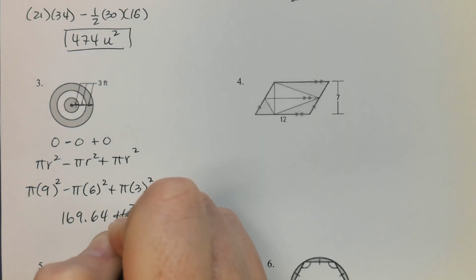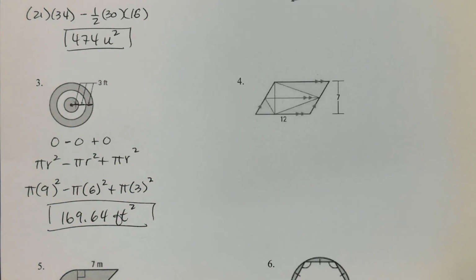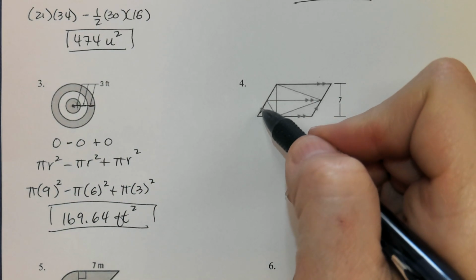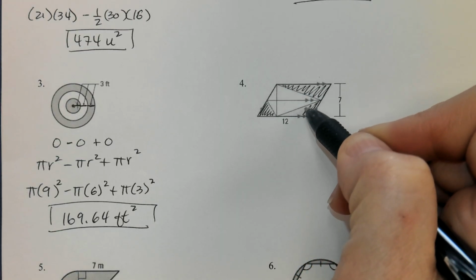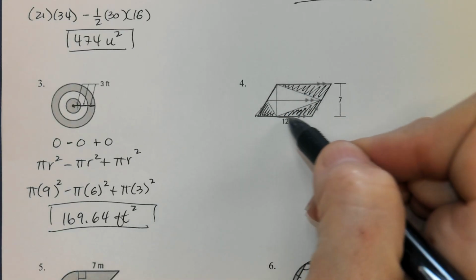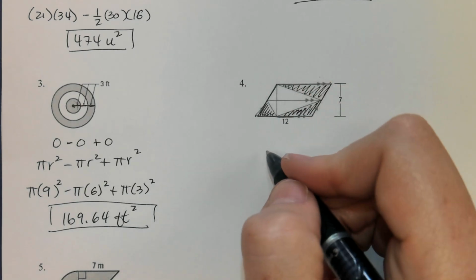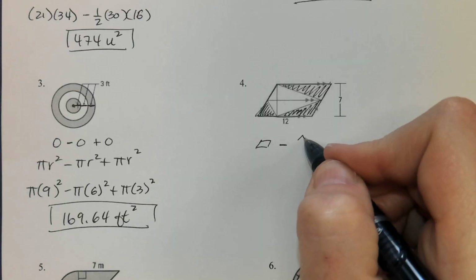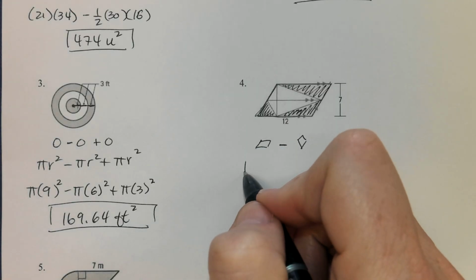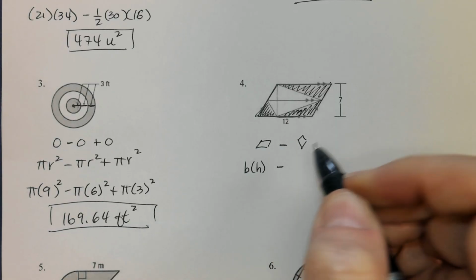This one has a label, so feet squared. Kind of hard to tell on here. It should be better in your notes packet, but this was the shaded part. So focus on the shaded part as being the overall shape. That's a parallelogram. And then we're taking out a kite. Parallelogram is just base times height.